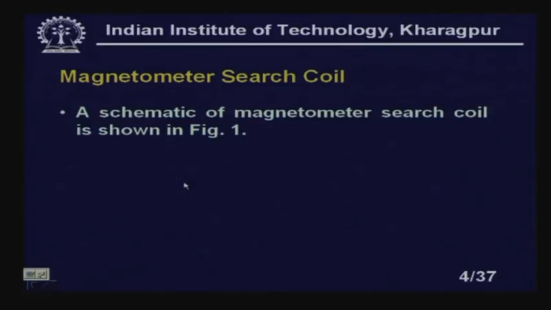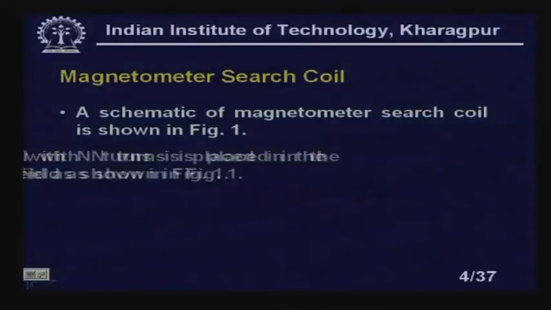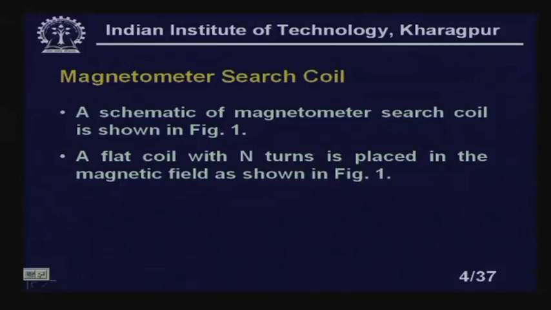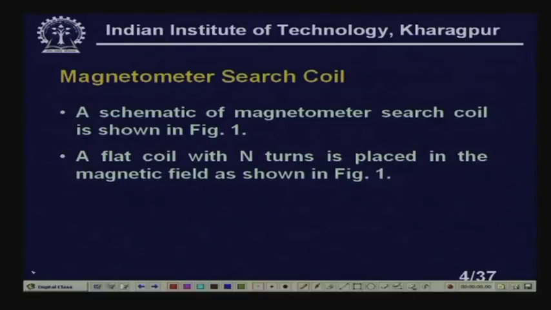So, the schematic of the magnetometer search coil is shown in figure 1, that we have already shown. A flat coil with n turns is placed in the magnetic field as shown in the figure. This is a flat coil, please note. The coil can be of two types, as you know. What is that flat coil? Please let us go back and see. The flat coil means like this.